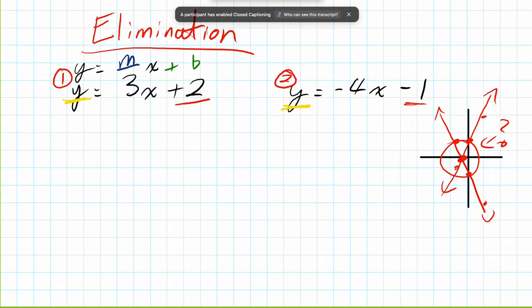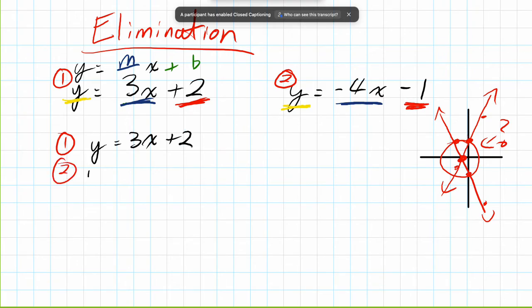And we have a y. We have a coefficient with the x variable in both equations. And then we have some constant term, which is our y-intercept in both equations. And it just so happens what we're going to do is we're going to stack them on top of each other. So I'm going to put equation 1 here. I'll write it out again. y is equal to 3x plus 2. And equation 2 is y equals -4x minus 1.